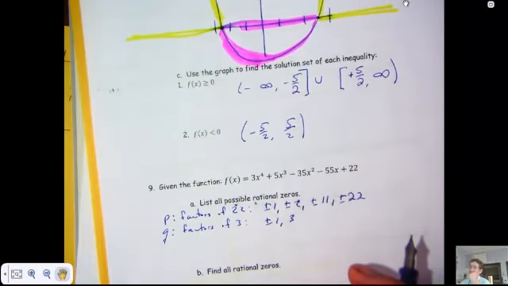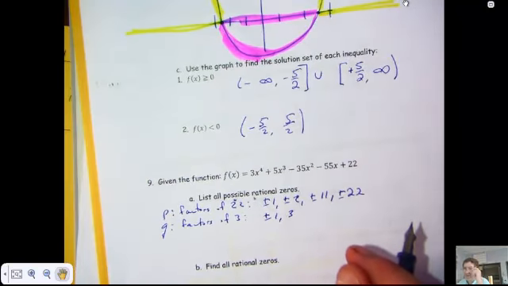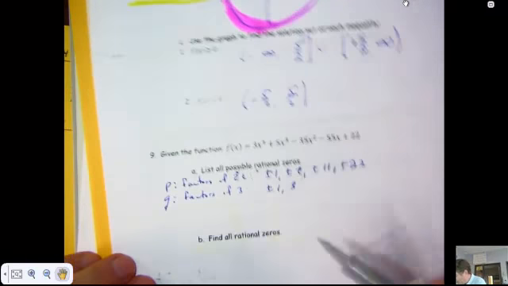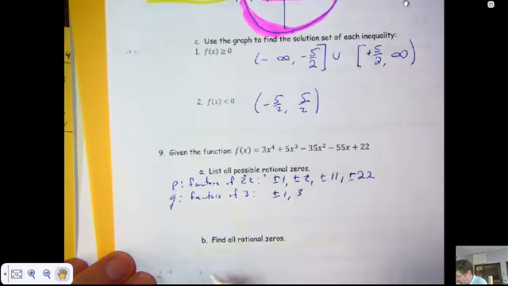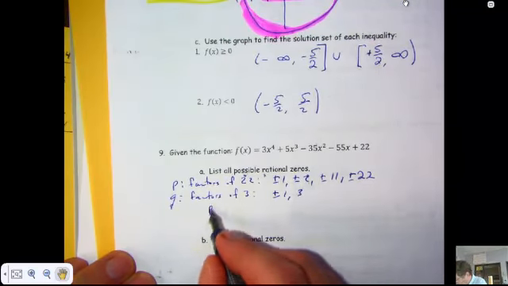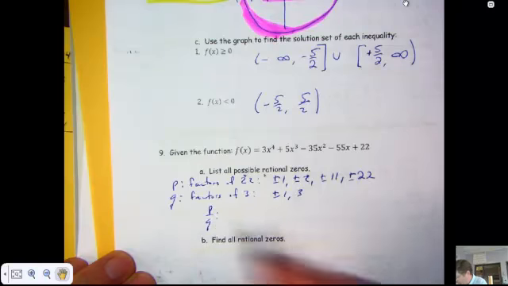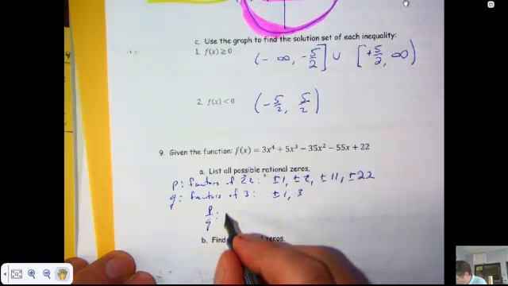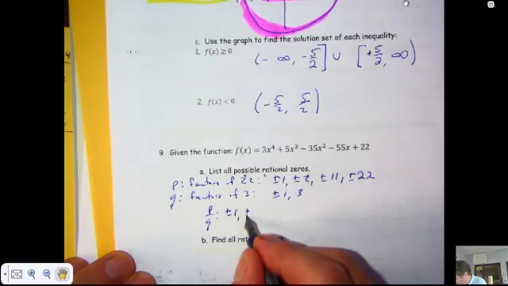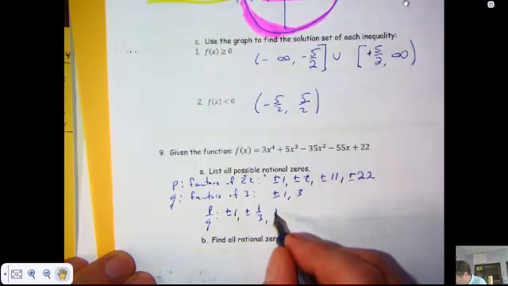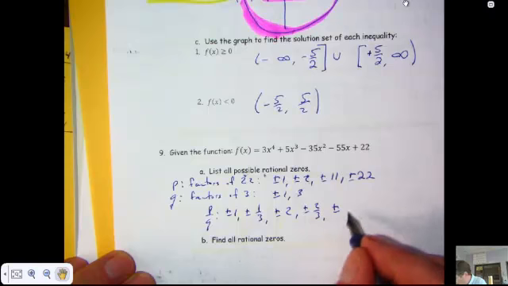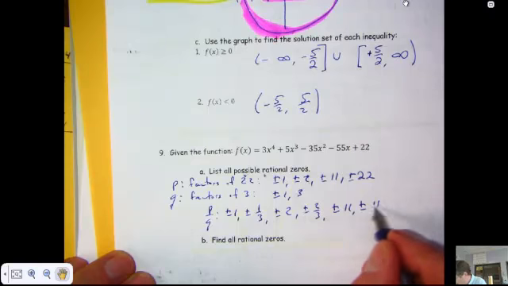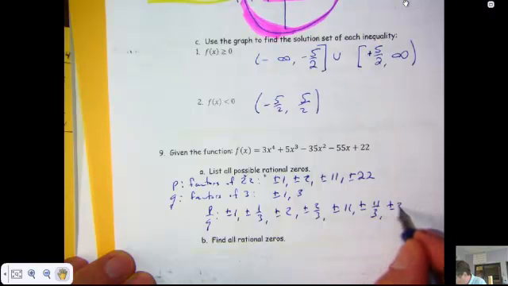I'll try not to give you one like 30 or 90, or one that has unbelievable amounts. But even on this one, we have to take each of these and divide by each one, right? You can't leave your answer like this. It doesn't give my ratios. I need to list out all the P over Q possibilities. So I've got 1 over 1 and 1 over 3, 2 over 1, 2 over 3, 11 over 1, 11 over 3, 22 over 1, and 22 over 3.